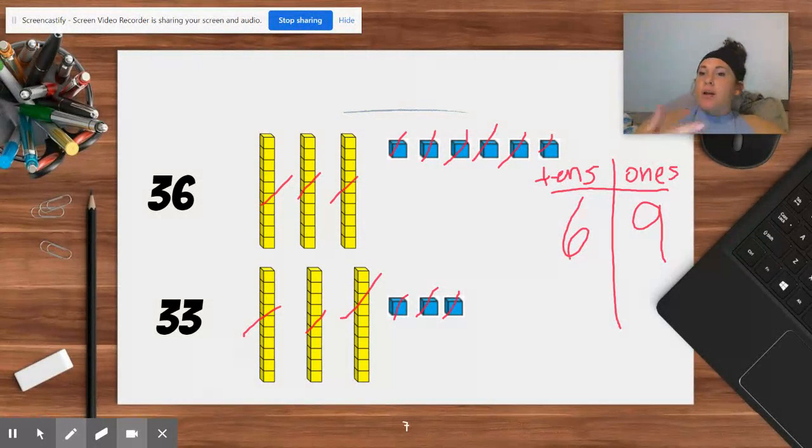How many ones do I have? 9, put it in the ones column. How many tens do I have? 6, put it in the tens column. My answer is 69. But if your brain just does not work that way, counting 10 sticks and ones cubes is weird, you don't like it, then you can get it to where you combine all of them together.